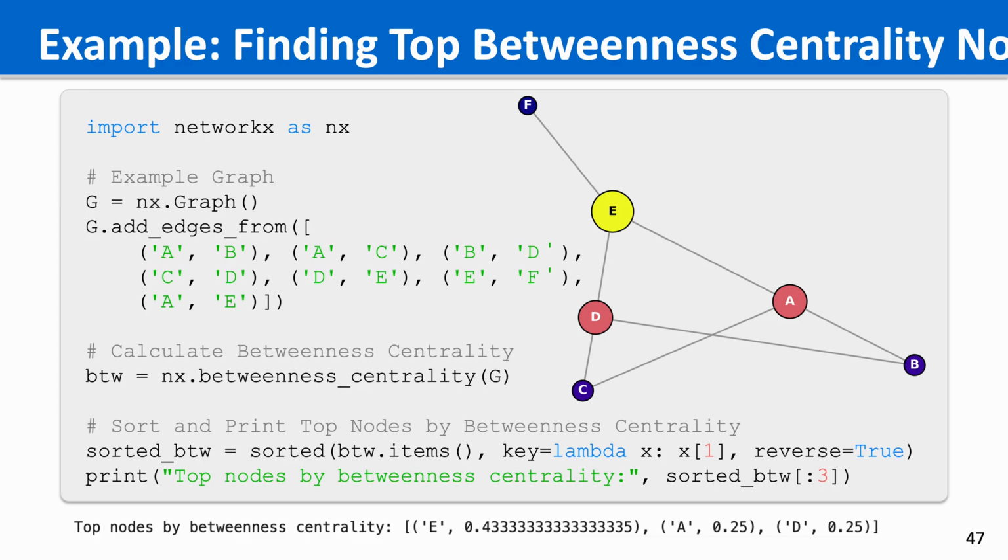What are we doing here? First, we build a small graph using example edges. It's like you're interconnecting people or locations. Next, we apply the NetworkX betweenness centrality function to obtain each node's centrality score. Sorting those scores by their value gives us the most pivotal nodes in terms of bridging connectivity.